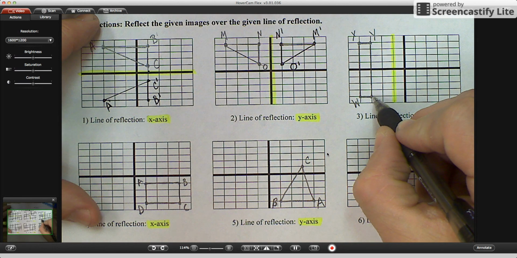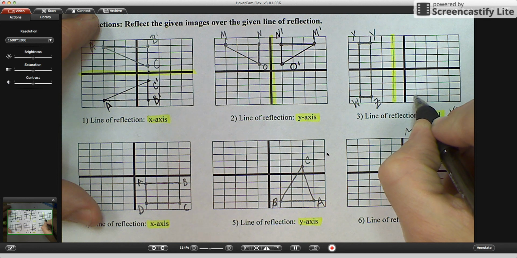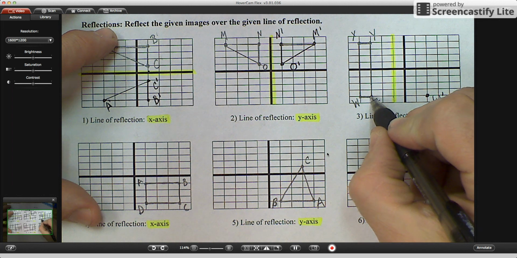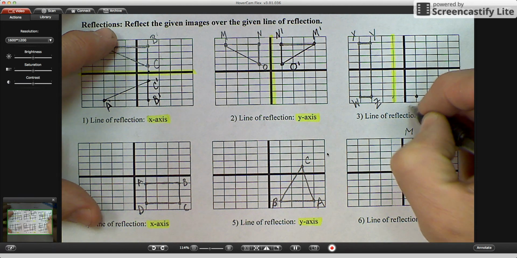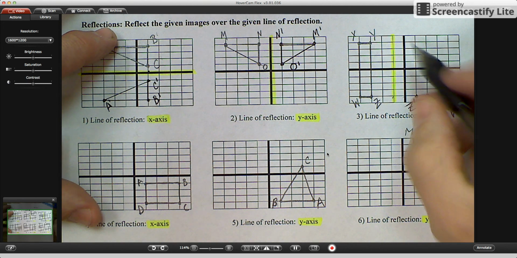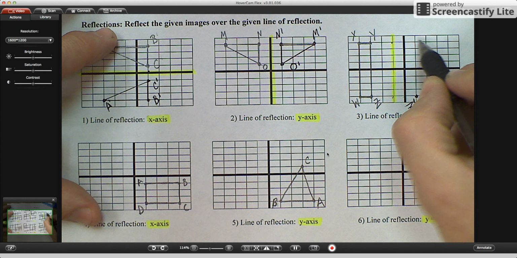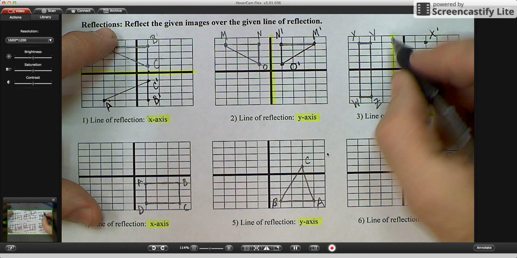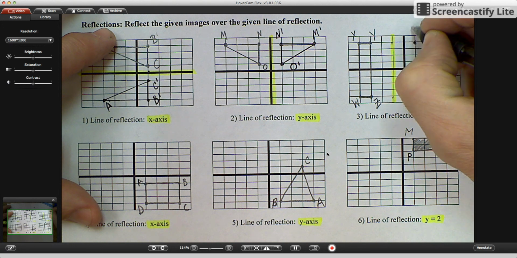So vertex W is 1, 2, 3 units away from the line of reflection. 1, 2, 3 units away from the line of reflection. W prime. Z is 1, 2 units away from the line of reflection. 1, 2 units away. Z prime. X is 1, 2, 3 units away from the line of reflection, X prime. And Y is 1, 2 units away from the line of reflection, so 1, 2 units away from the line of reflection there, Y prime.